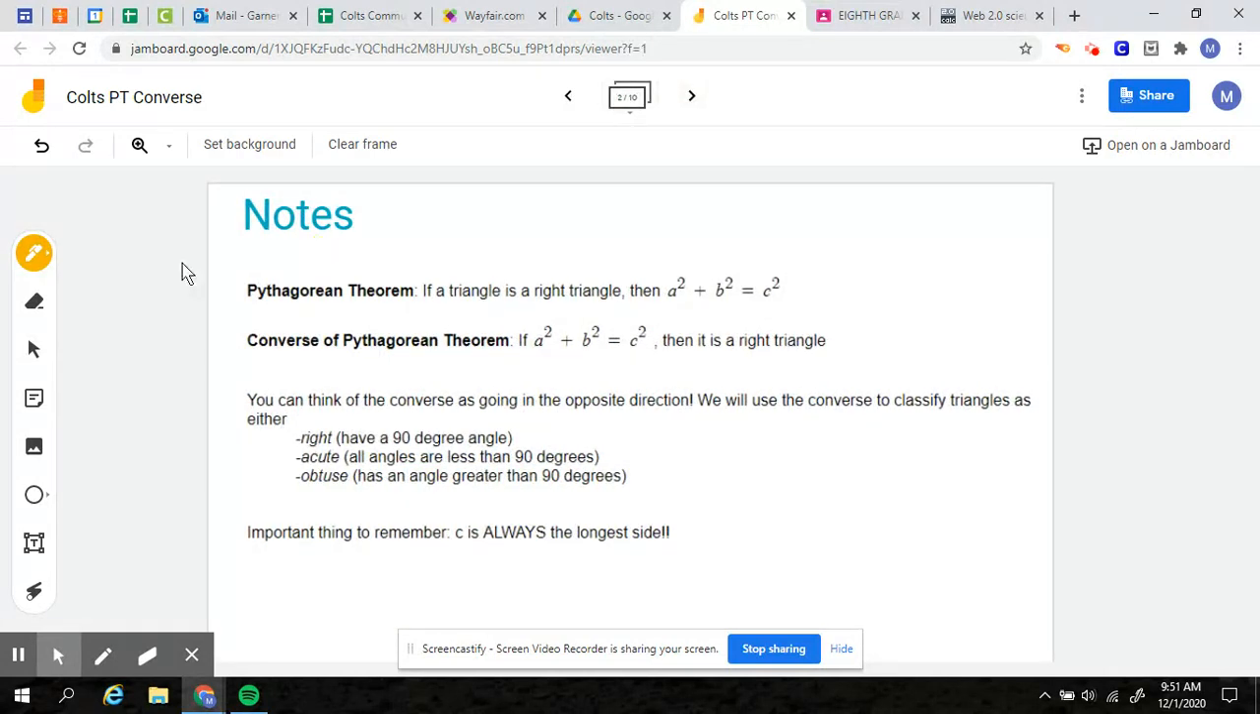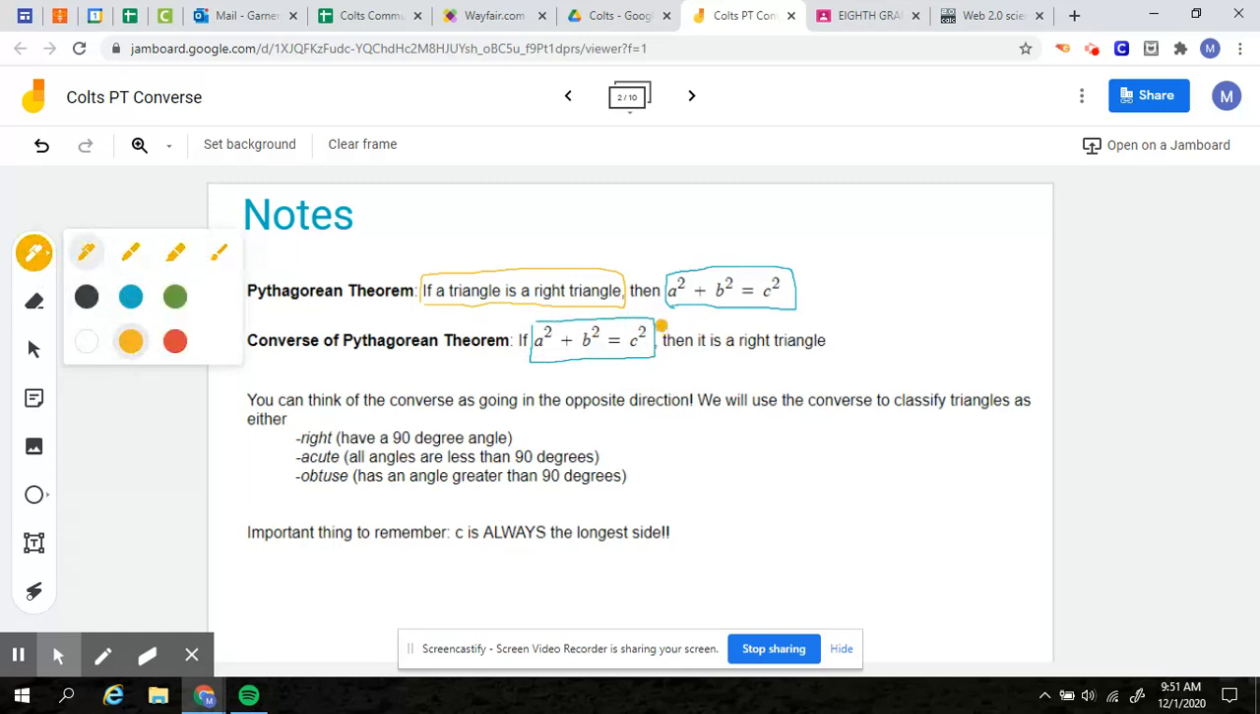What we're working on now is the converse of the Pythagorean theorem. And when you hear converse, you should just think that we're going the opposite direction. So previously we said that if a triangle is a right triangle, then we can say that a squared plus b squared equals c squared. In all the problems we've seen, we're given a right triangle and we use the theorem to help us solve the missing side. This week, though, we're going to go opposite direction. We're going to say if a squared plus b squared equals c squared, then we know that it's a right triangle. So you can see how these two statements have just been reversed.